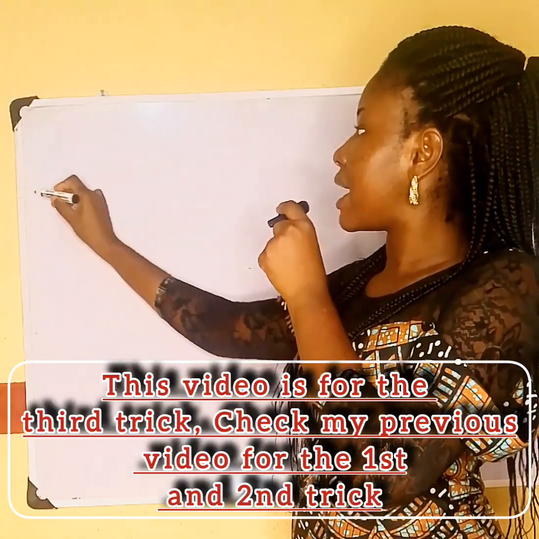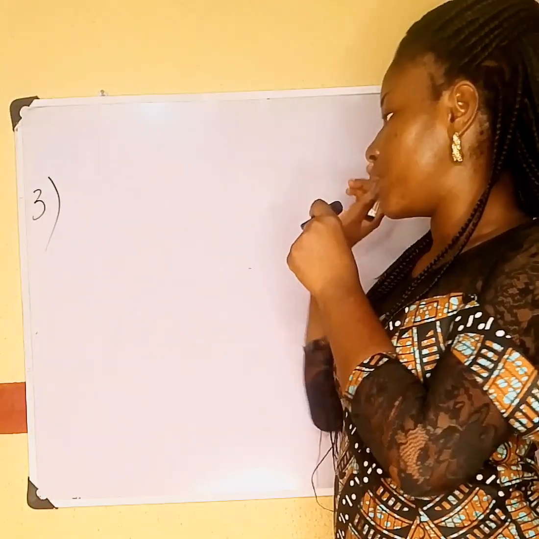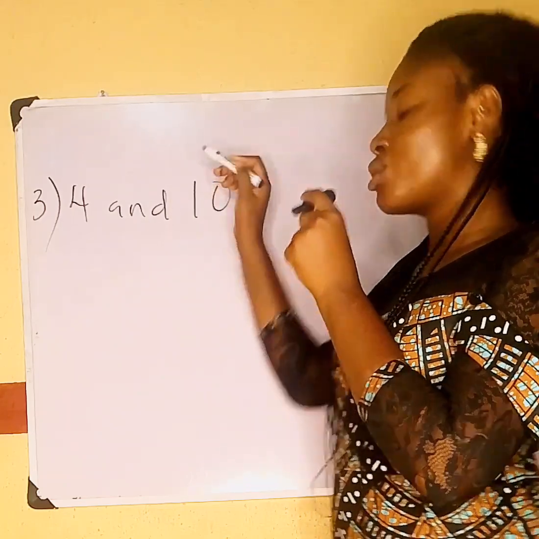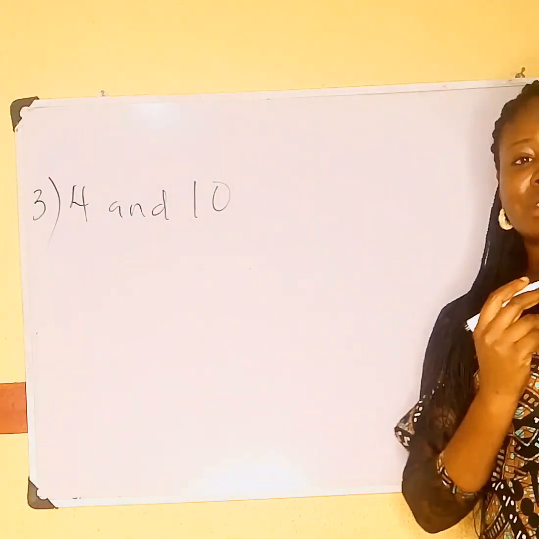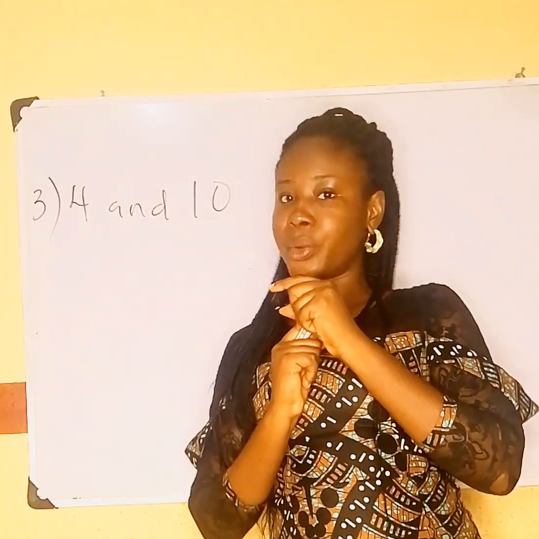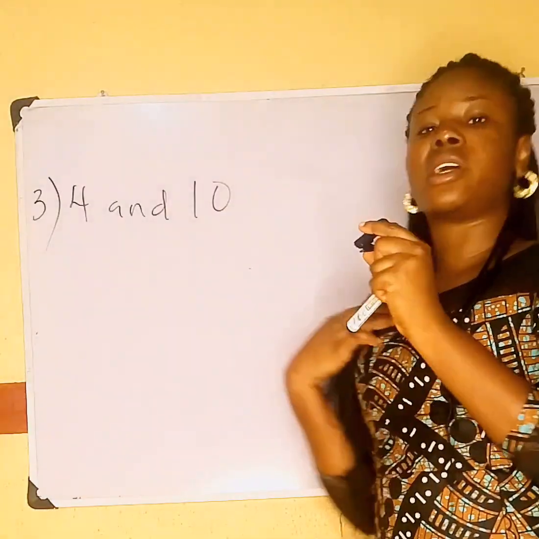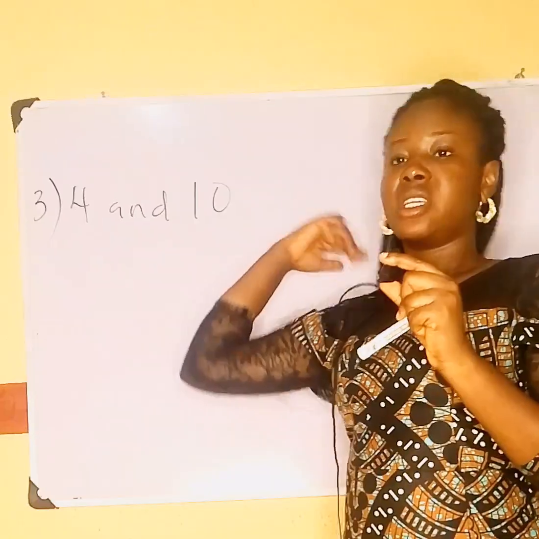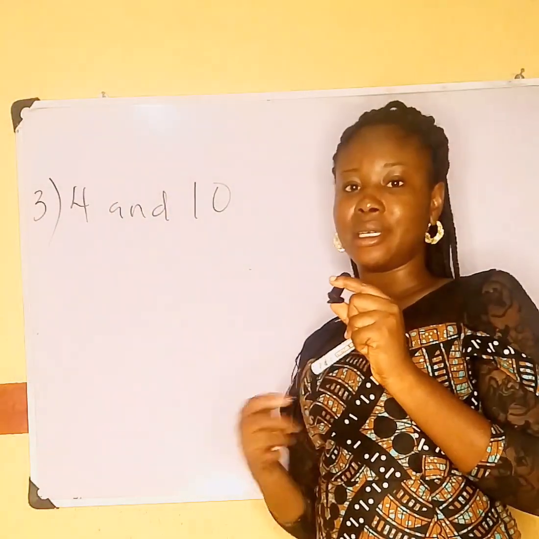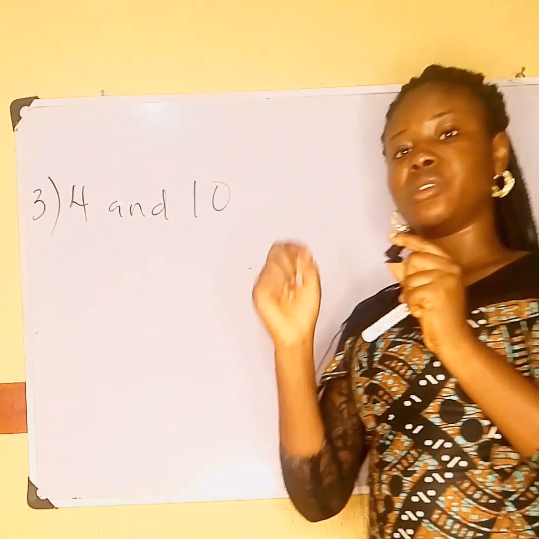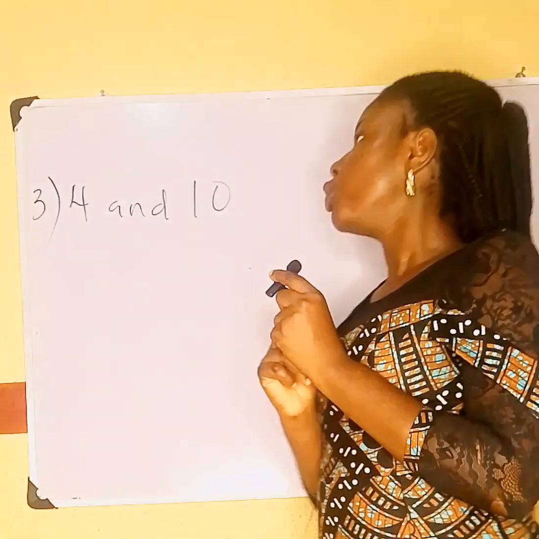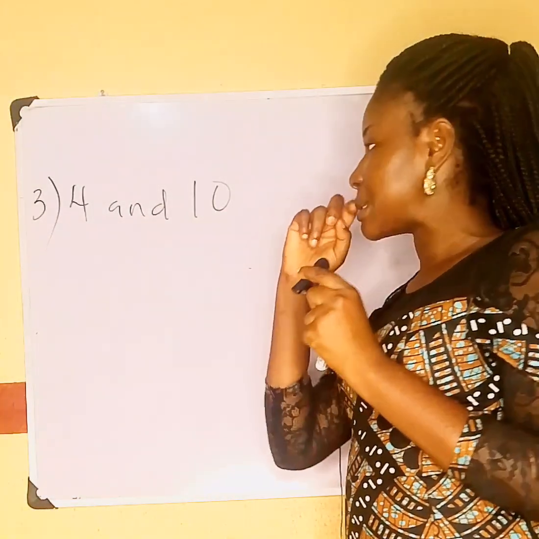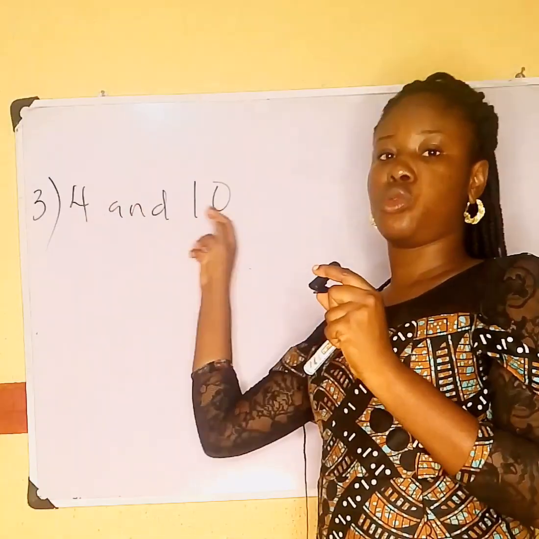Third trick, when I have two numbers, let me say 4 and 10, and these two numbers cannot divide each other without remainder. Like 4 cannot divide 10 without remainder, and 10 cannot divide 4 without remainder. There will always be a remainder. So when the two numbers cannot divide each other without remainder, what you do is look for their common factors, if there are common factors between the two numbers.